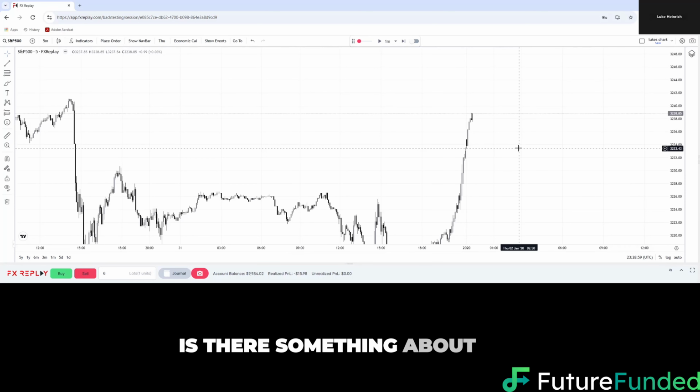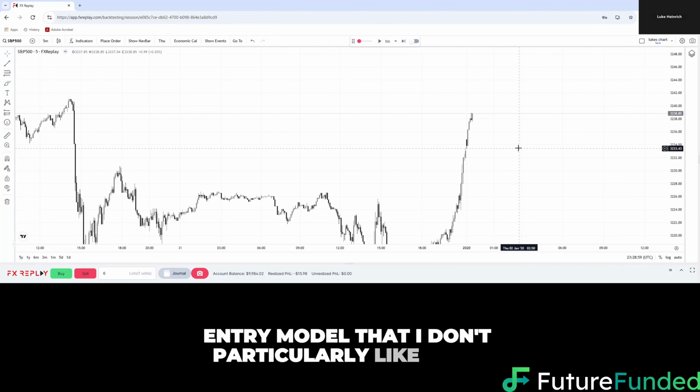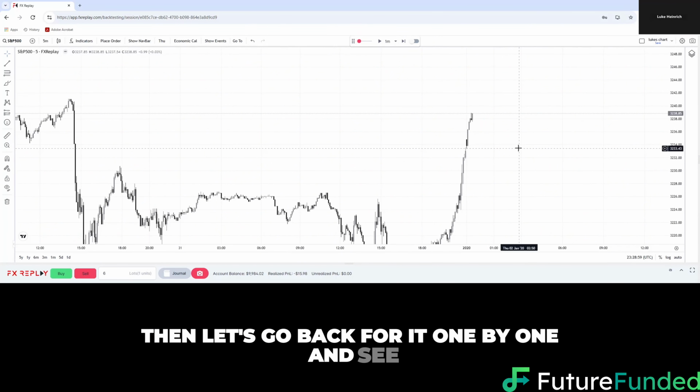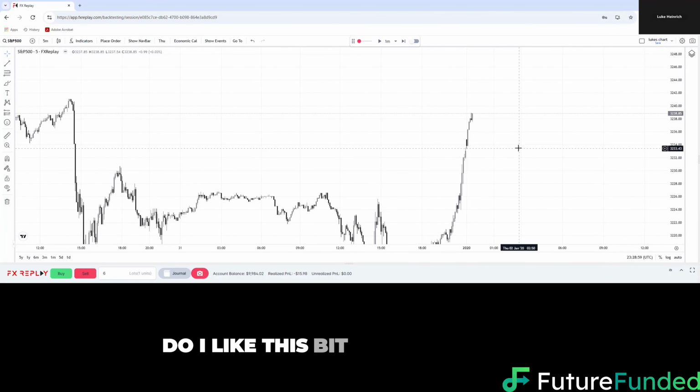Is there something about the entry model that I don't particularly like? Right, let's go back through the entry model then. Let's go back through it one by one and see, okay, do I like this bit? Do I like this bit? Do I like this bit? Is this bit okay? Am I comfortable with this?